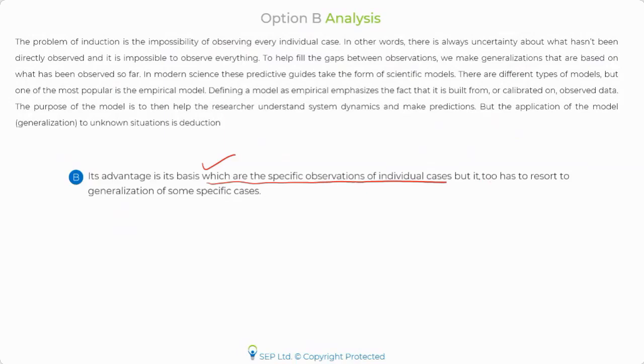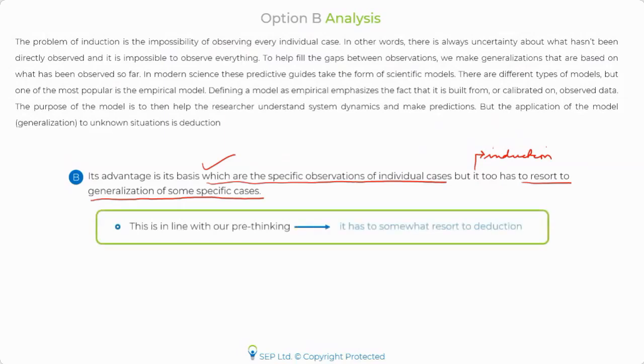But it too, it here refers to induction. Okay, so it has an advantage, but it too has to resort to generalization. It has to make generalizations of some specific cases. And that is the problem here. It cannot observe everything. Therefore, to fill in the gap, it has to make generalizations, and generalizations we know is basically deduction. So B is the correct answer. It is in line with our rethinking.